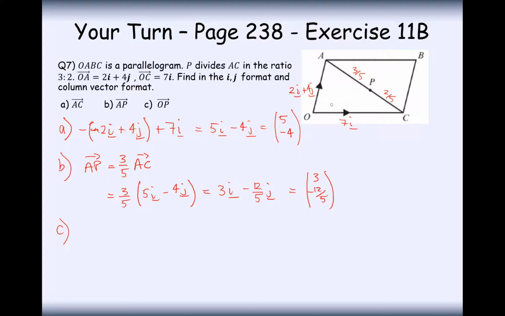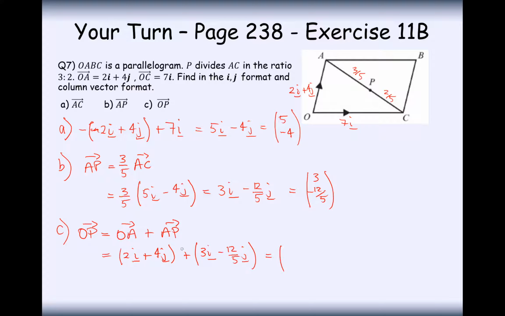And part c here is how we would get from O to P. Well, if we need to get from O to P, then it's probably best going up to A first. So O to A first, and then add the vector on from A to P next. So the vector from O to A, that's just 2i plus 4j. And then we need to add on the vector from A to P. So this is going to be 3i minus 12 over 5 j.